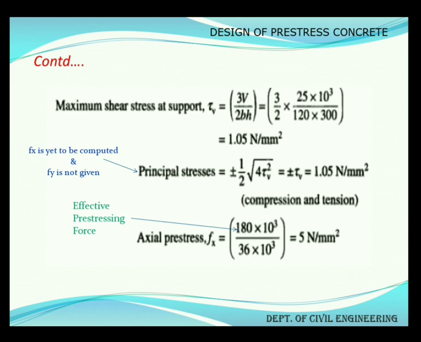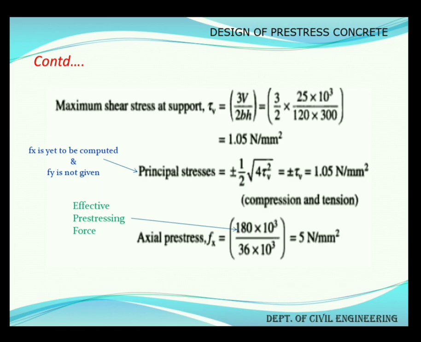So substituting the value, half square root of 4 into tau v square, tau v as we have computed above, we get the value of principal stress.